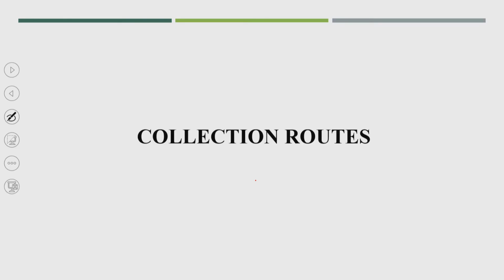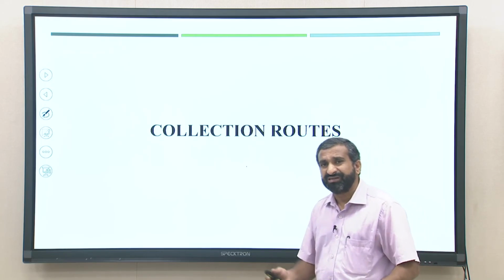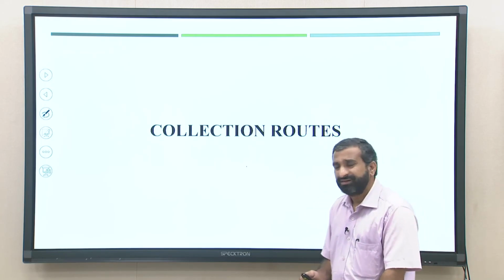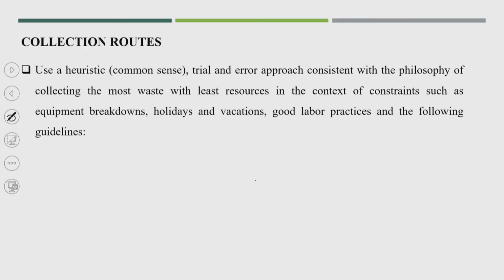But here I will give a few points; at least I think we can discuss a few points while finalizing the collection route. So, the collection route uses a heuristic method, or we can say common sense, or also the trial and error method, which is what corporations used to do.